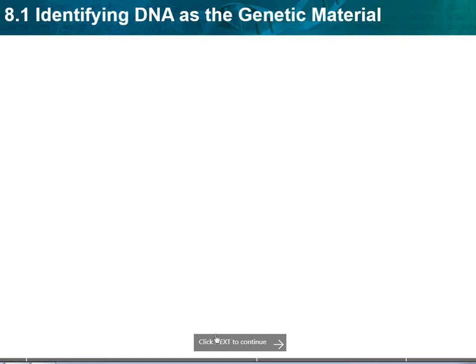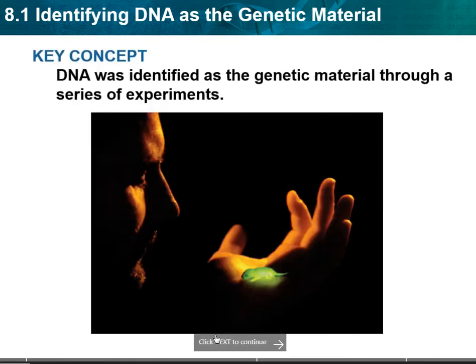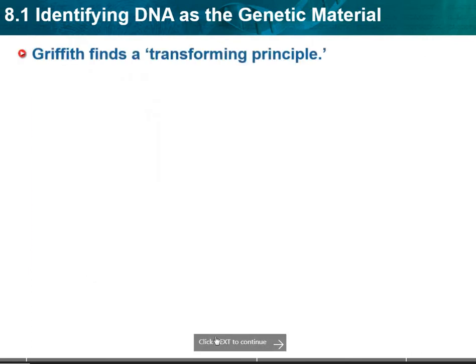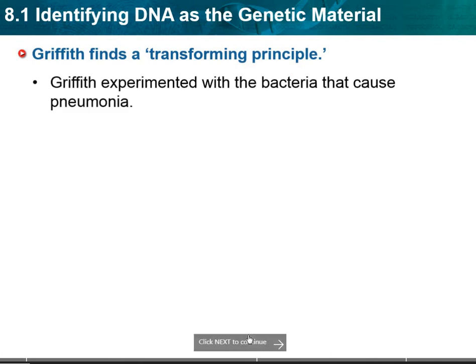Okay, so in section 1, we're going to be looking at identifying DNA as the genetic material. When we look at this, one of the first people that really did anything was a scientist by the name of Griffith. What Griffith ended up doing is he did an experiment. He wasn't trying to figure out what carried genetic material. He was trying to figure out what type of pneumonia was the most deadly.